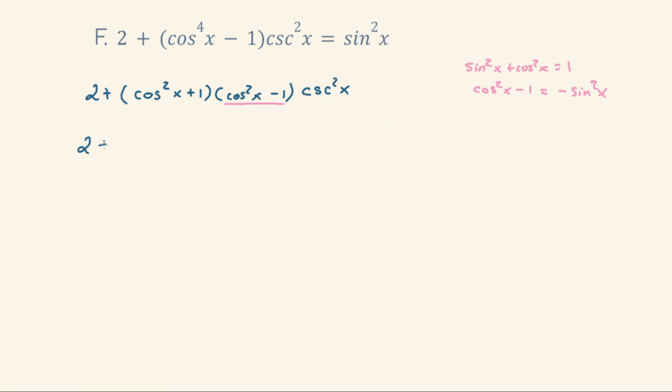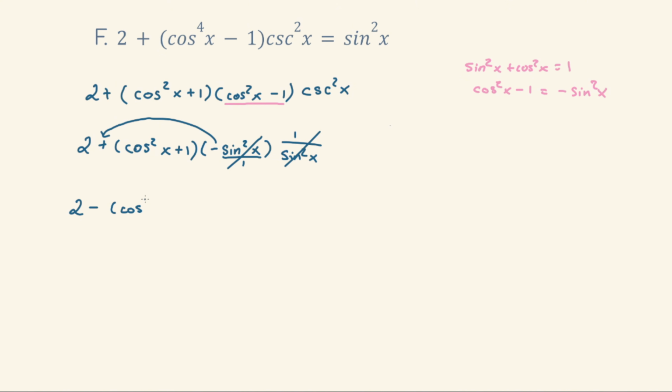So we've got 2 plus cos squared x plus 1, and we'll swap this out here for a minus sine squared x. And this cosecant squared x, maybe we'll rewrite this as 1 over sine squared x. And notice now we've got a sine squared x in the numerator and 1 in the denominator. We can cross these out here. And so here we've got 2 plus, with a negative sign here, let's take that negative and bring it out here. We've got 2 minus cos squared x plus 1.